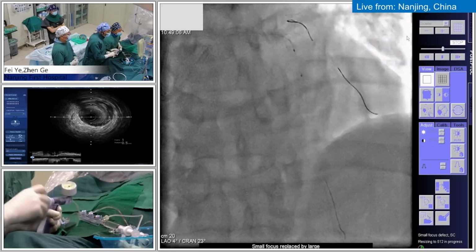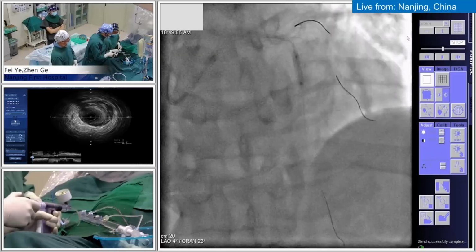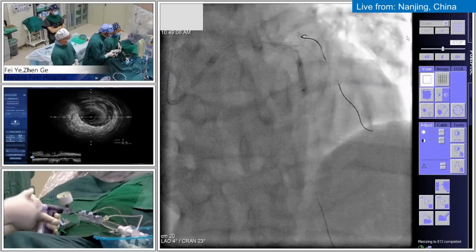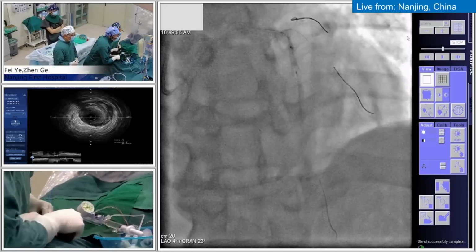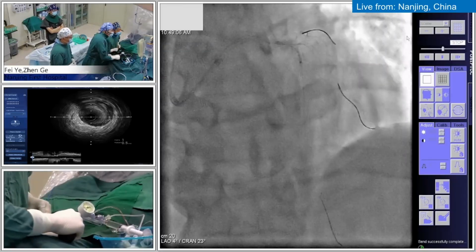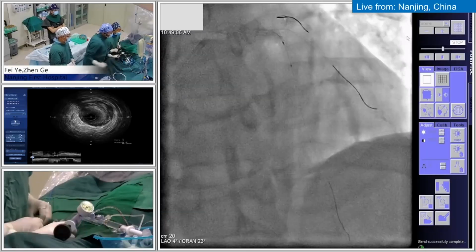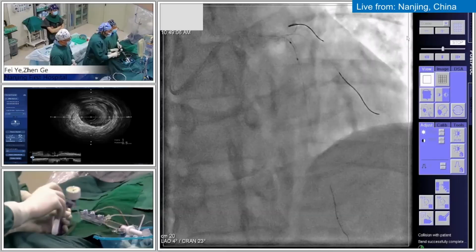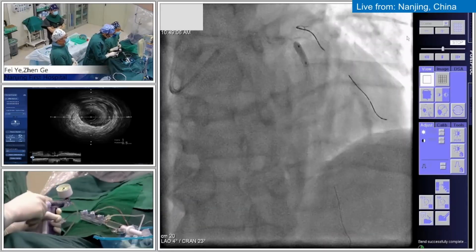This is the 3.0 balloon for postdilatation in the stent. 14, 16, 16. Okay.